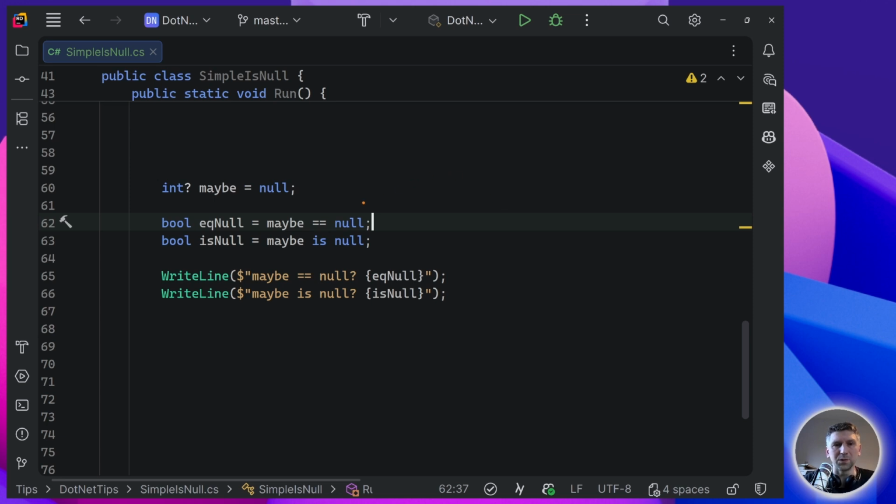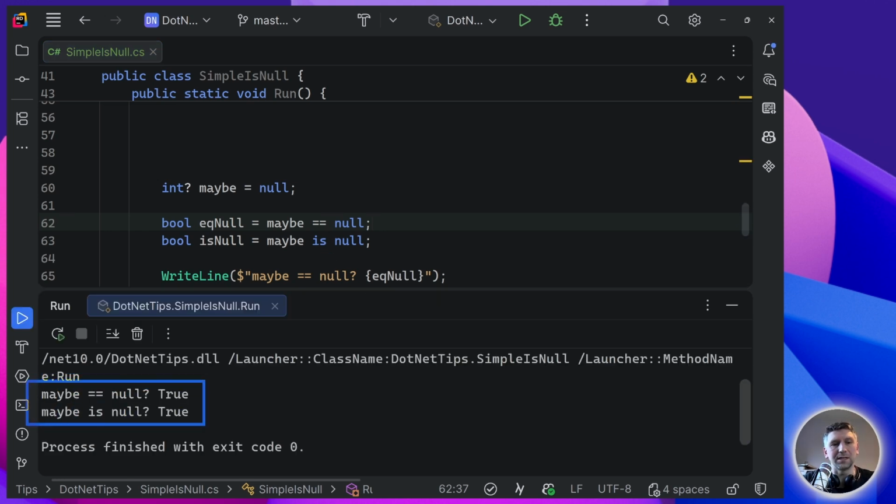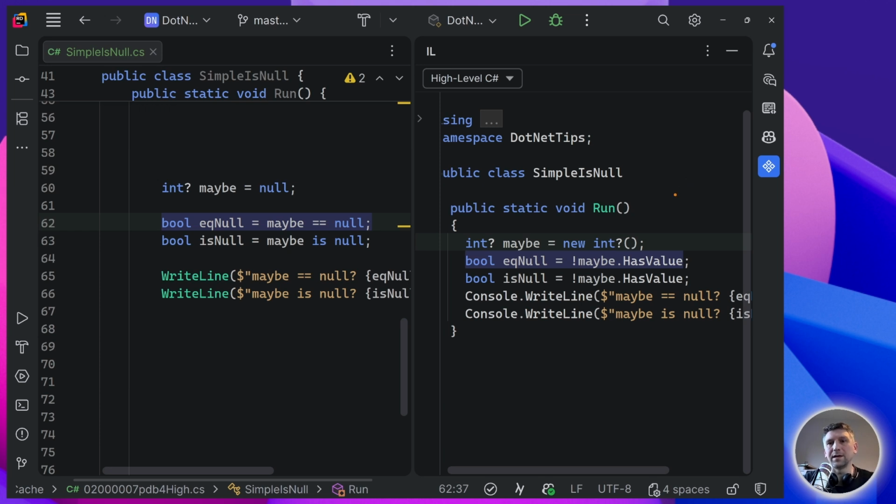What's the difference between comparing a nullable integer using the equals sign versus the is? Running this produces identical results. They both return true. Looking at the IL generated code and then decompiling it produces the identical result. They both call .HasValue. So what's the difference then? In this case, there isn't any difference at all.